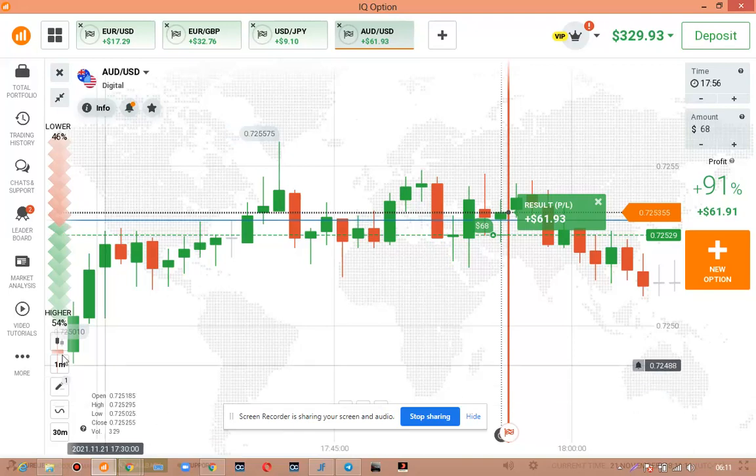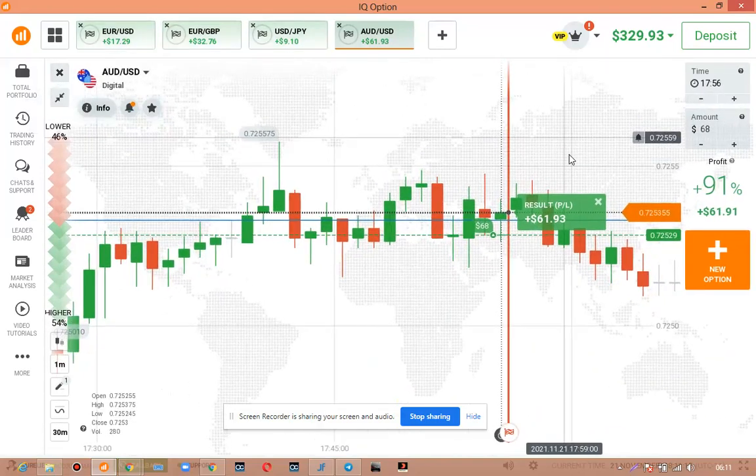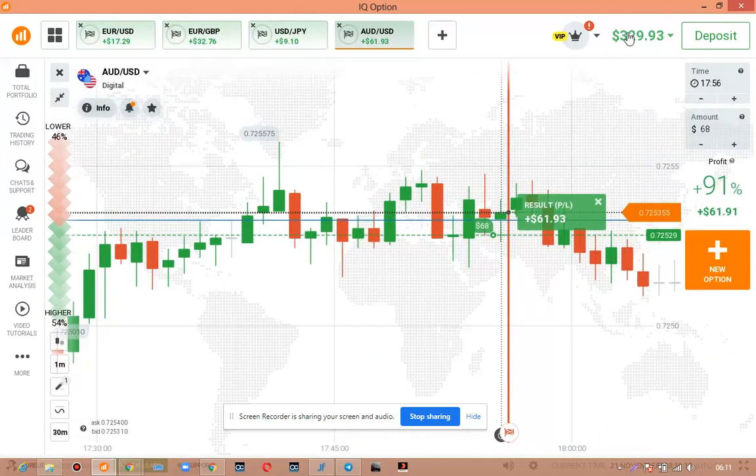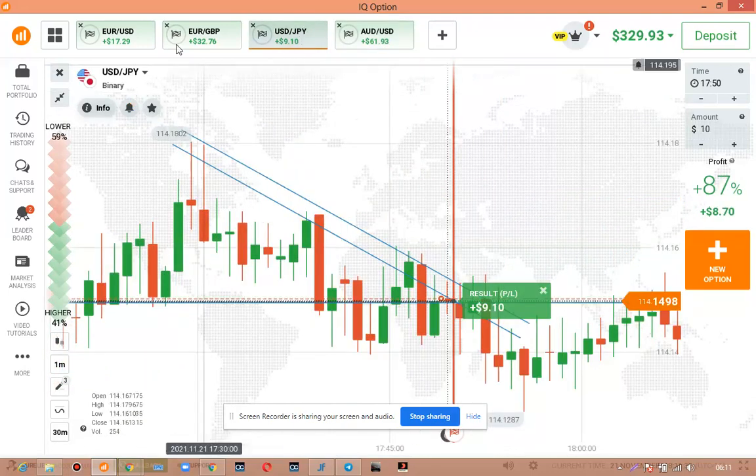Okay, guys, so this is how you can make 4 trades from just $100. I think more than $100, just 4 trades. So you too can decide to do that and make a profit. It's very easy.